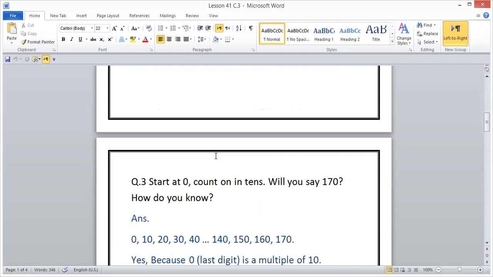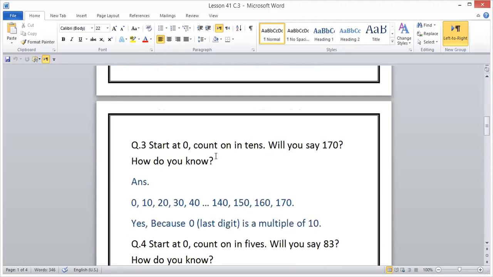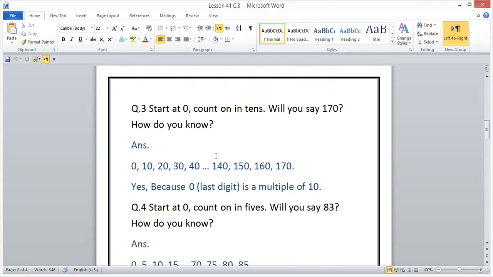Take one more question, guys. Start at 0, count on in tens. Will you say 170? You know it, guys, whenever you are writing the multiples of 10, if the last digit of any number is 0, then the number is a multiple of 10. Otherwise, it is not a multiple of 10. When you start at 0 and count on in tens, that means you are writing the multiples of 10. So the last digit should be 0.